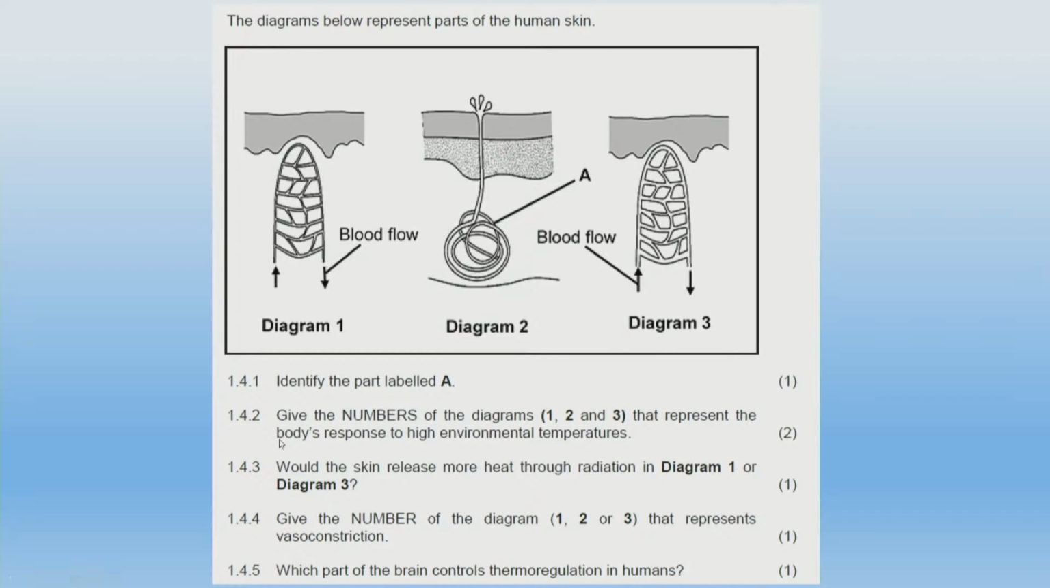So let us go back to our question. Give the numbers of the diagrams 1, 2, and 3 that represent the body's response to high environmental temperature. That will be diagram number 2 and diagram number 3. Diagram number 2 shows the body's response to high environmental temperatures. You see here we have the sweat droplets, and again the blood vessels have dilated.